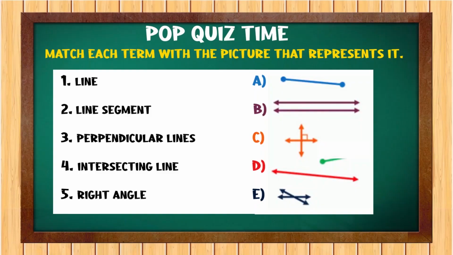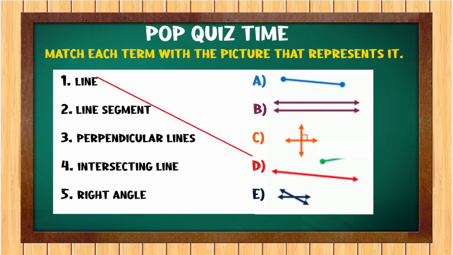Did you get all correct? Let's verify. Now we're going to match the term line to the red photograph. You notice the arrows are extending out. Remember we said a line is infinite and it goes in opposite directions. So if you matched that to that image, then you are correct.